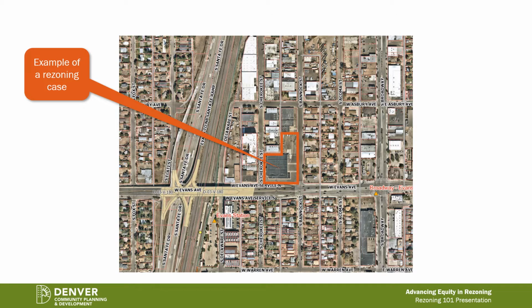So let's dive into the rezoning process. I'd like to point out that I'll share what the typical rezoning process is like, but some rezonings may have other elements involved, such as custom zoning, mediation, development agreements, or protest petitions. The property outlined in red is a previous rezoning case that has already been rezoned. We will use this as an example as we walk through the rezoning process.